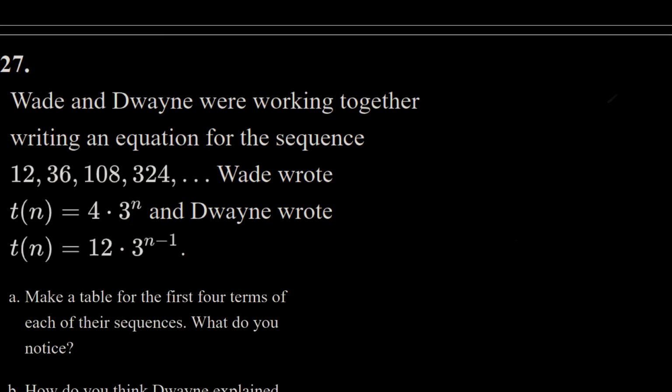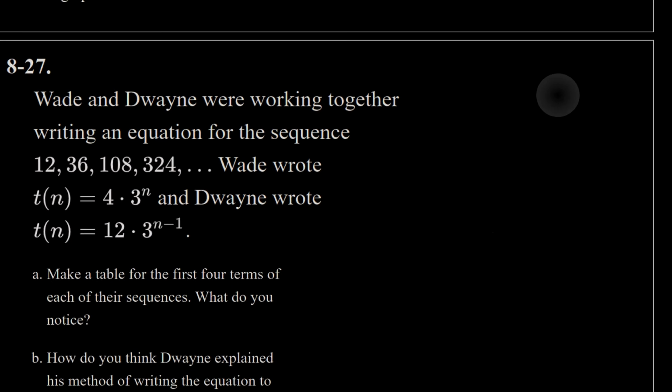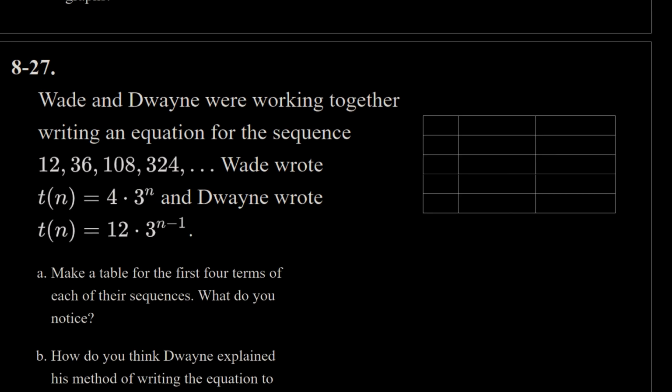What do you notice? Okay, so let's see. There's some disagreement here. I'm going to sketch this table, and then for the first four terms, we're looking at 1, 2, 3, and 4. We'll do Wade first, right? Wade was 4 times 3 to the n, and Dwayne was 12 times 3 to the n minus 1.